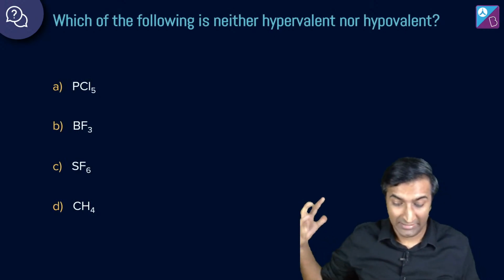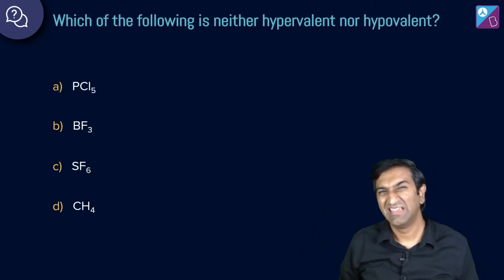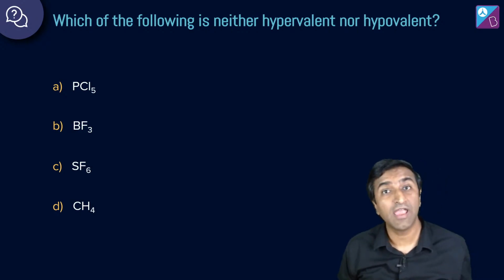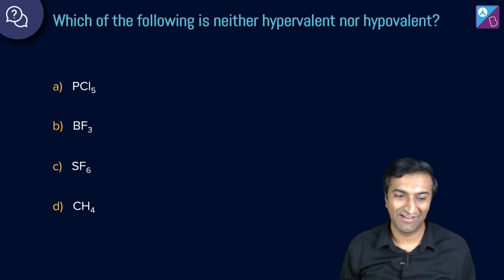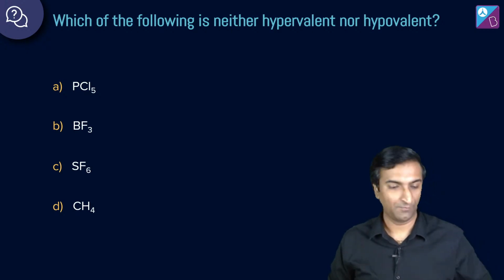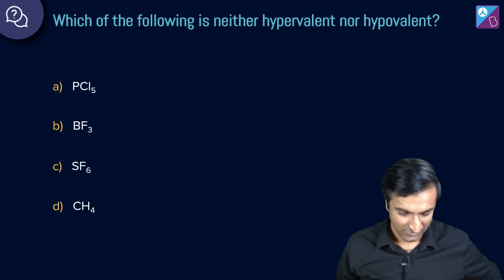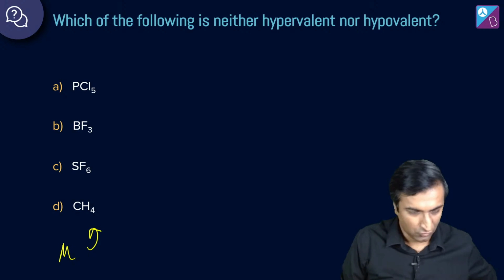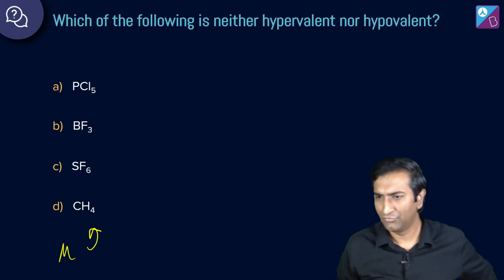Which of the following is neither hypervalent nor hypovalent? Neither hypervalent nor hypovalent. मतलब फिर क्या बचा? Try it out. ये वाला अक्षदा, absolutely. D is the answer. What do you think? What do you guys think about this one? इसका क्या आंसर होगा? Medha is saying D on this one as well. Okay, cool. What do the rest of you think? Do you guys agree with Medha or do you think you have a different opinion?